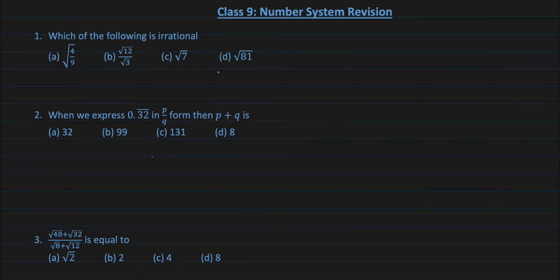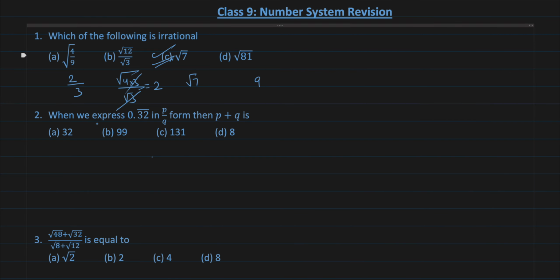Students, let us revise number system and solve a few of the questions. Question number 1 says, which of the following is irrational? Here root 4 is 2, root 9 is 3, so this is rational. Root 12 can be written as root 4 into 3 by root 3, so root 3 cancels, it's only root 4 which is 2, again rational. Root 7 will be represented as that only, and root 81 can be represented as 9. So the option C, root 7, is irrational.